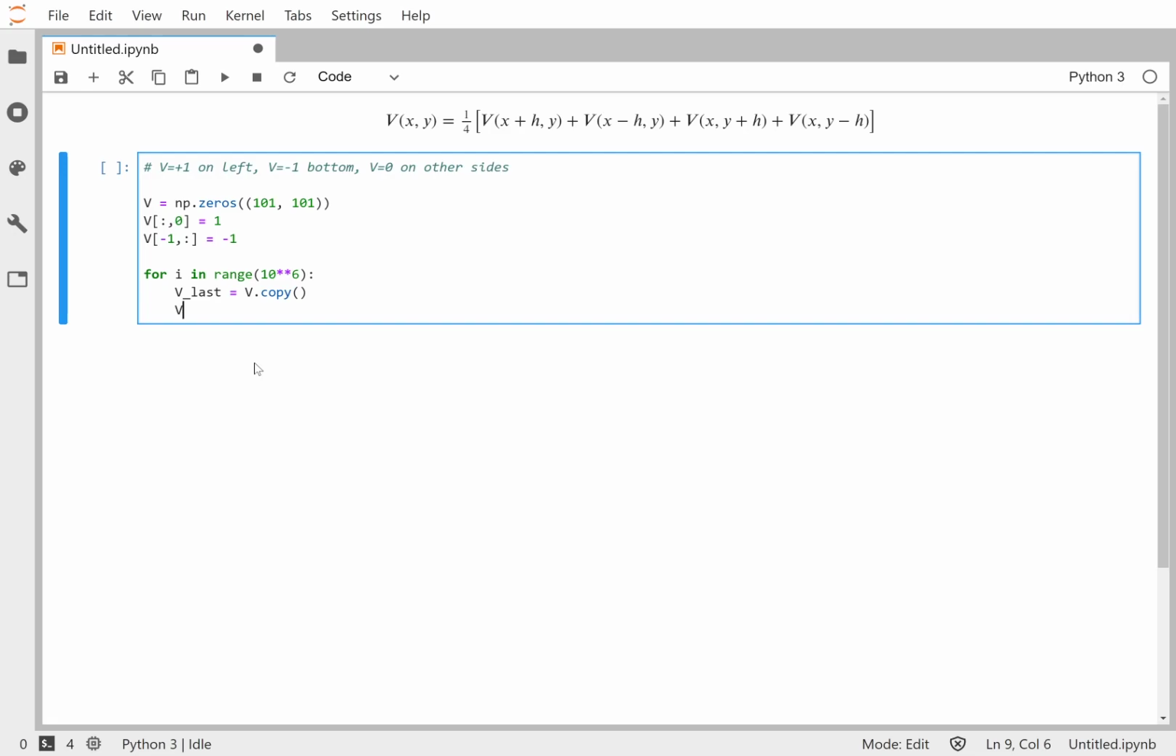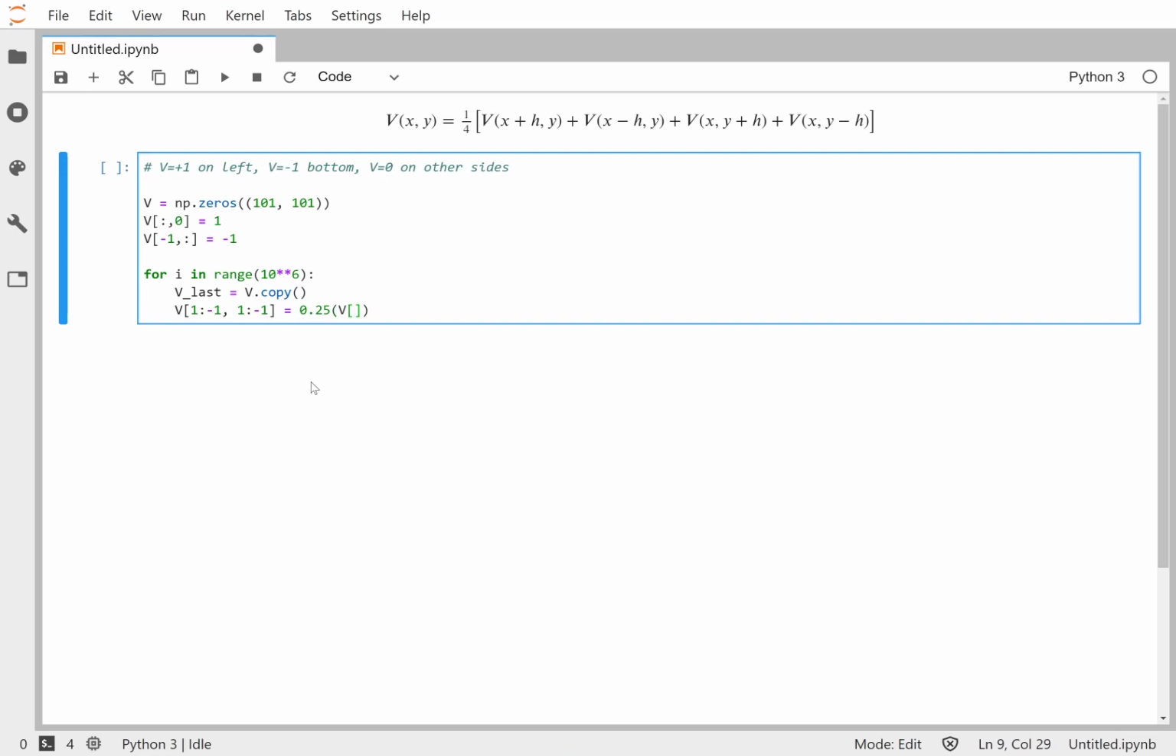Okay, so we're going to do b from 1 to -1 and 1 through -1. So this is the inner part of the array. It never touches the outside edges because those are our boundary conditions, and we're not allowed to change those. And then we're going to have our averaging here. So we'll multiply by 1/4, and we want v up, down, left, right.